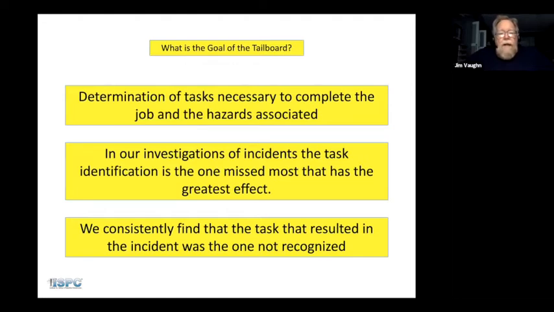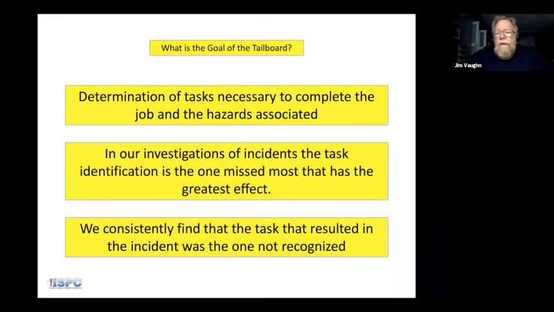And then in our investigation of incidents, the task identification is the one that's missed most, that has the greatest effect. We constantly find that these tasks, and this is what I told you earlier, the mechanism of injury, was not discussed in the incident.